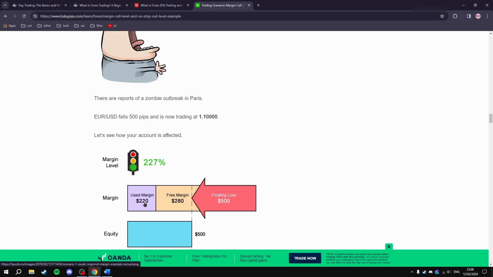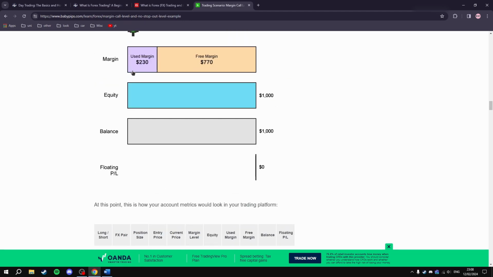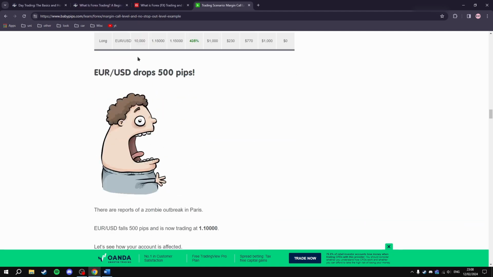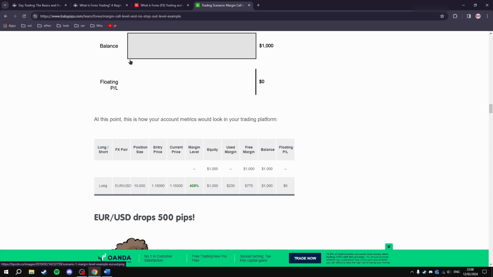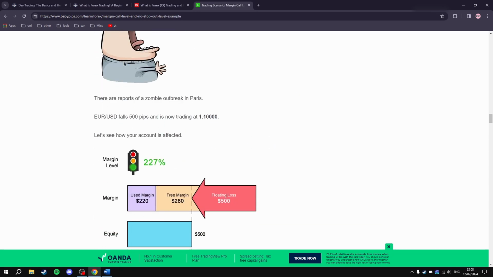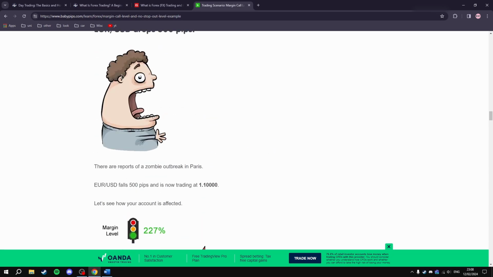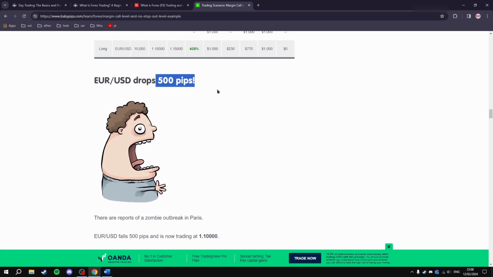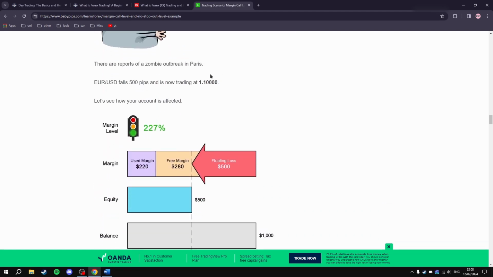Current price 1.1, used margin 220, not still the same. Free margin is 280. Floating loss is 500 because it dropped 500 pips. Your margin level has dropped down to 227%.